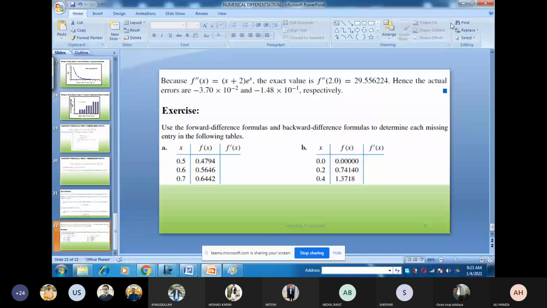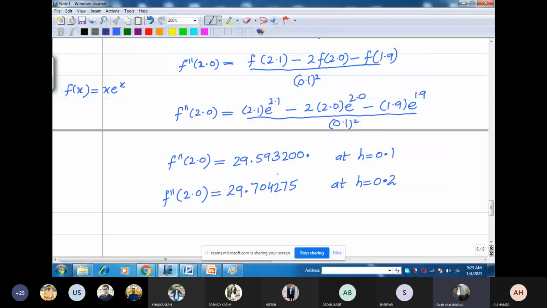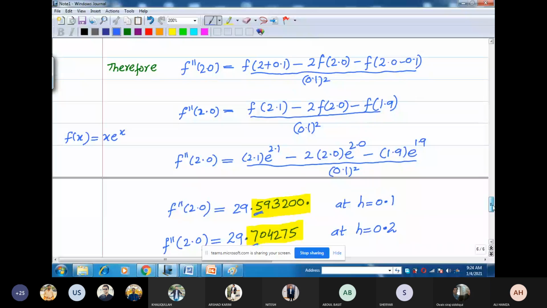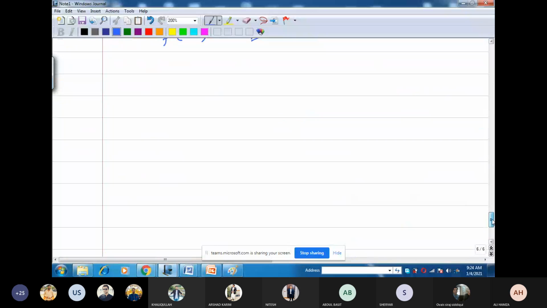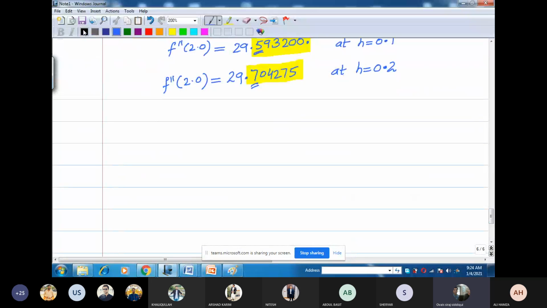So when the step size increases, the values also increase. When the step size is incremented, the values are increasing, meaning it probably increases the error. So how can we find the error? We can easily find the error by taking the exact value. How can we find the exact value here?